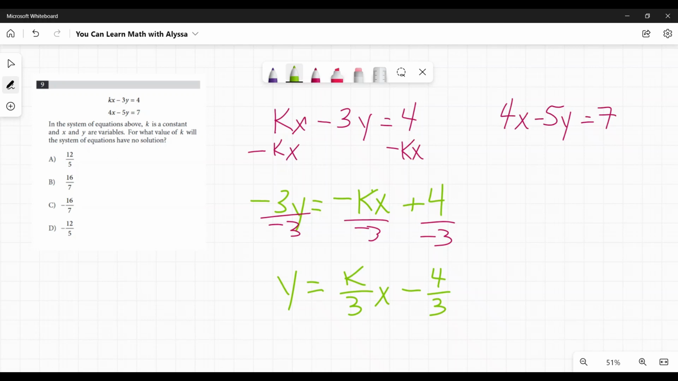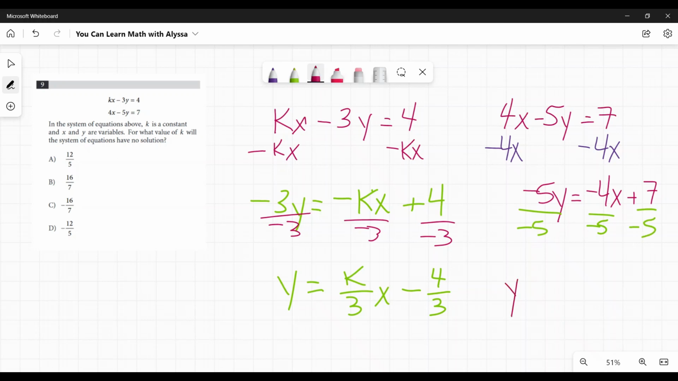4/3. My second equation, 4x minus 5y equals 7, I want to do the same thing and get y by itself. I'm going to subtract 4x from both sides, which leaves me a negative 5y on the left and negative 4x plus 7 on the right. Then I need to divide everything by negative 5 to get rid of that negative 5 in front of the y. And I am left with y equals, negatives cancel out, 4/5 x minus 7/5.